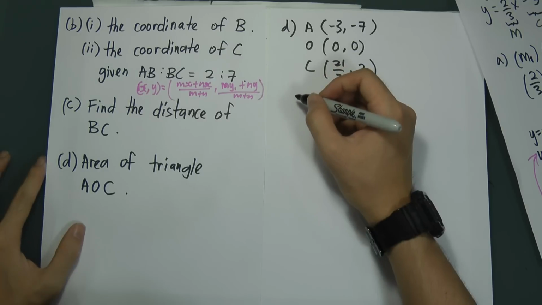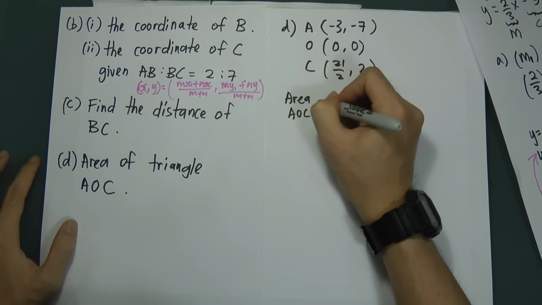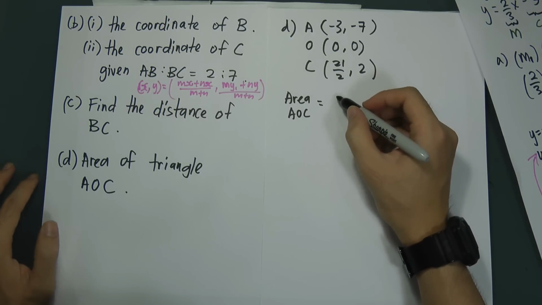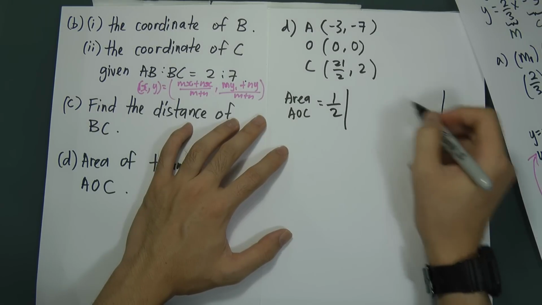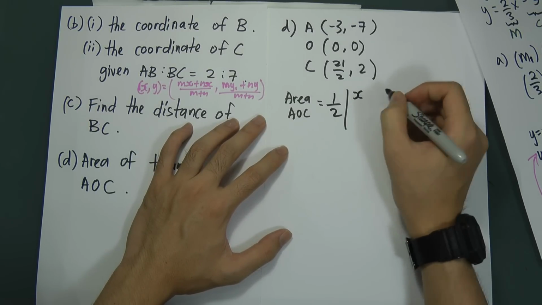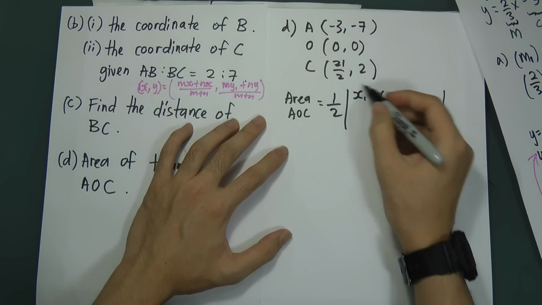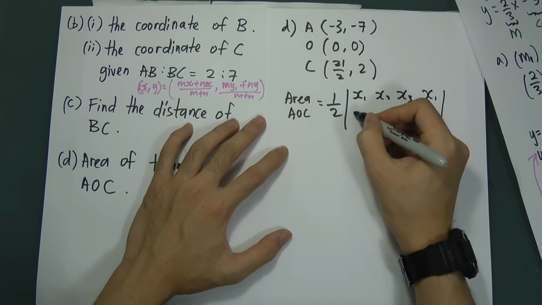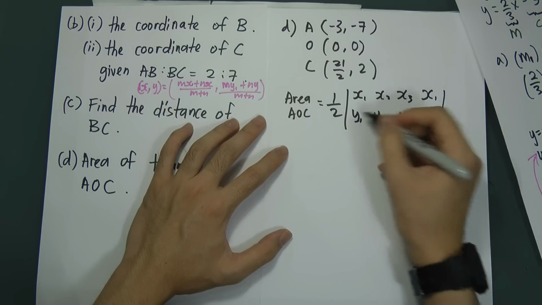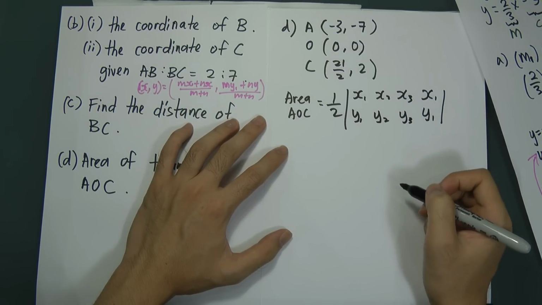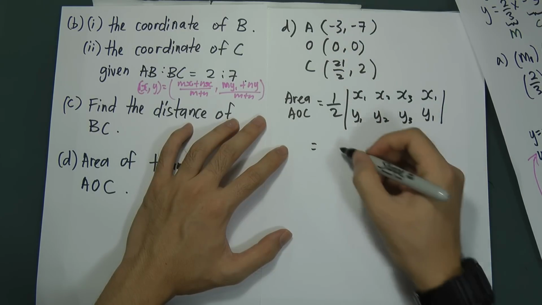Okay, and then for the area AOC, the formula is simple. For geometric coordinate it is half, and then put the bracket. Let's say this is x1, x2, x3. Make sure you repeat the first one, x1, and then bottom is y1, y2, y3. Make sure you repeat the first one, y1. Okay, you write like this. So I'm going to substitute everything in.